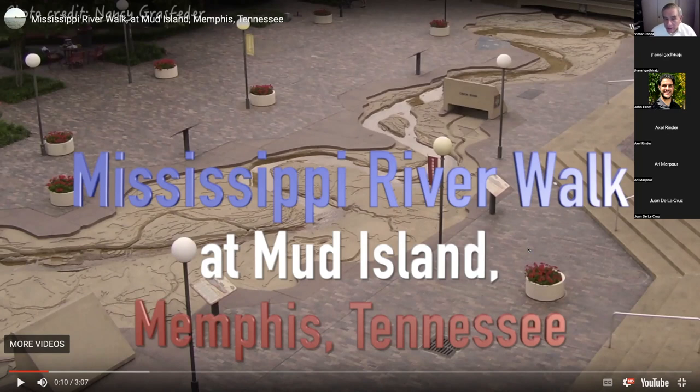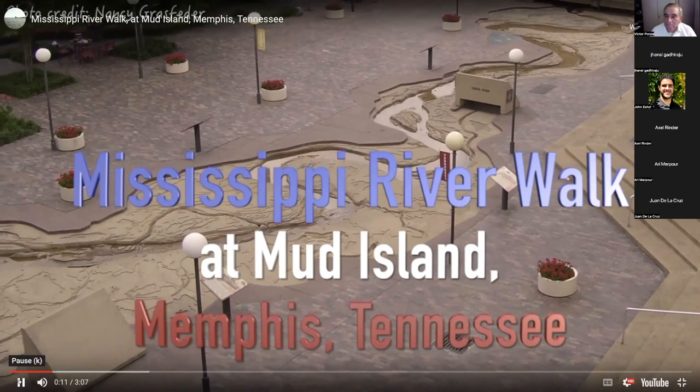It's out there at Mud Island in Memphis, Tennessee. Mud Island is an island within the river. It's been there a long time, I presume. I don't know exactly when it was formed, but that is where they have this model. So if you're out there in Memphis, I would recommend that you go take a look, as I did. This is only 3 months ago.